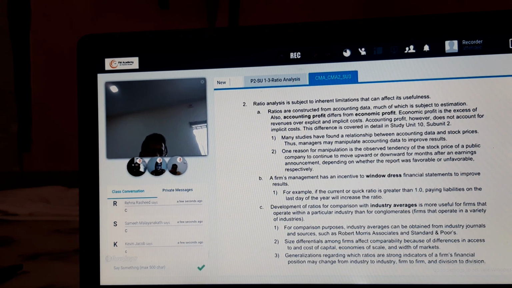Like one is the current ratio. All the lenders will look at the current ratio. Normally for a company it is greater than 1, right? Ideally the current ratio has to be greater than 2 if you are approaching a financial institution for a loan, right? And the debt equity ratio, similarly the lender would specify that. Like that, some key ratios are there. So the management has an incentive to window dress these ratios.